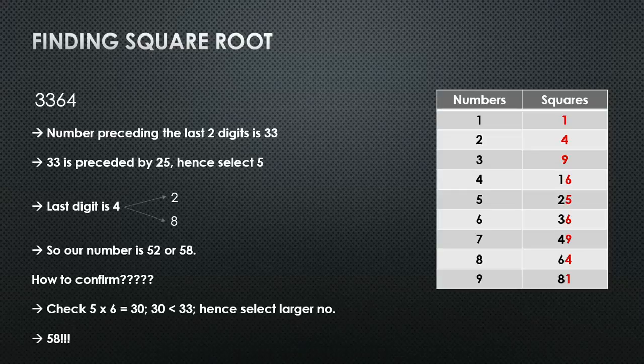I hope the method to find the square root is clear. Please note once again that this method holds good only for perfect squares. Now what if the given number is not a perfect square? We would still be able to approximate the answer. So for example, let us consider finding the square root of the number 4623, which is not a perfect square.